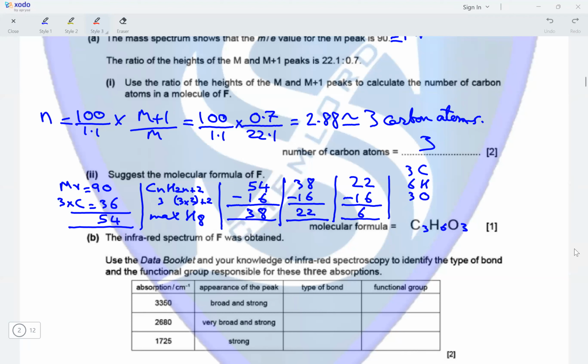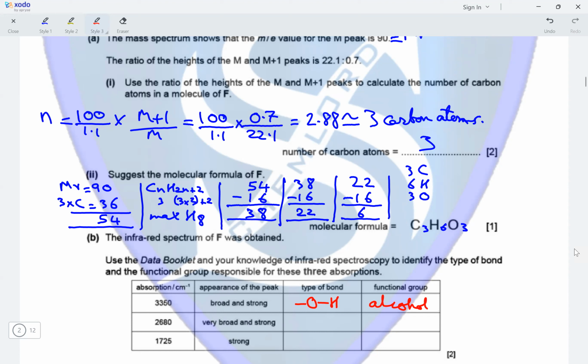The infrared spectrum of F was obtained. Use the data booklet and your knowledge of infrared spectroscopy to identify the type of bond and the functional group responsible for these three absorptions. So, an absorption at 3350 is broad and strong. The type of bond would be the OH bond, and the functional group would be an alcohol.